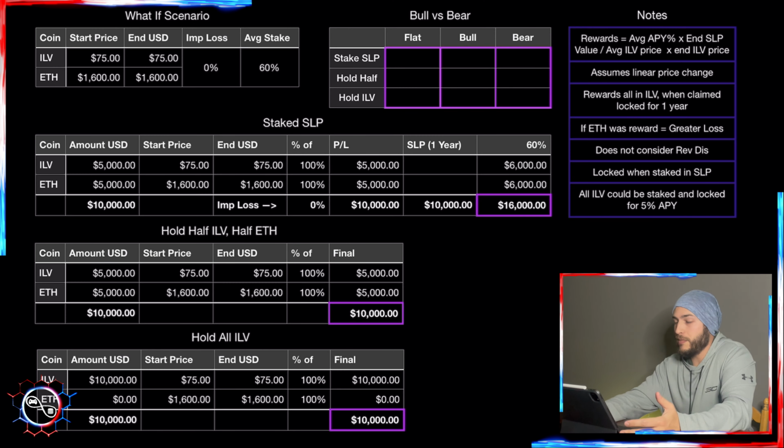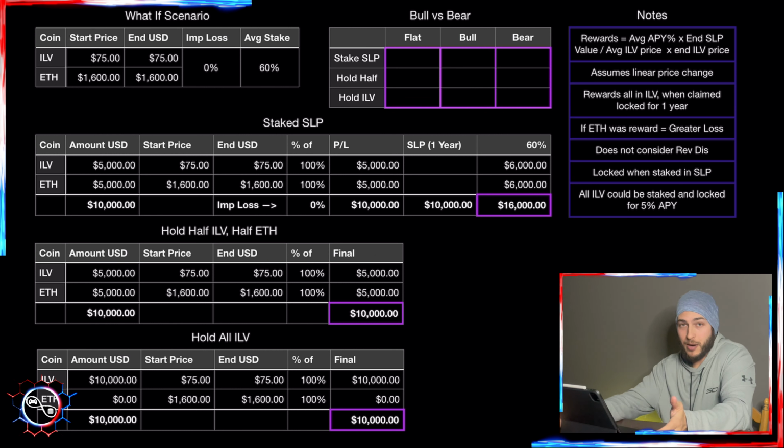A couple notes to keep in mind. The rewards are probably the toughest thing to calculate in here, but how I'm doing it is what I expect the average APY to be over the course of a year, multiplied by the end liquidity pool value, divided by the ILV price, multiplied by the end ILV price. I know that sounds confusing. It's not a perfect model.